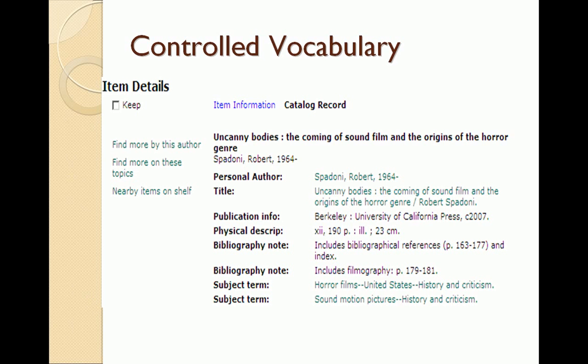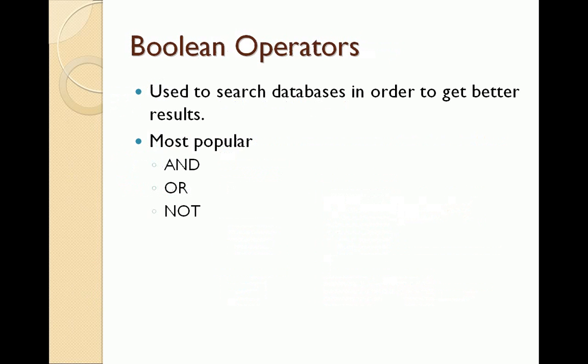So what this means is that if you know that this catalog uses the subject term horror films, if you type in the words horror films, you'll be able to get everything that's about horror films. You won't have to look up scary films or ghost movies or some other term for horror films. You know that the term is horror films.